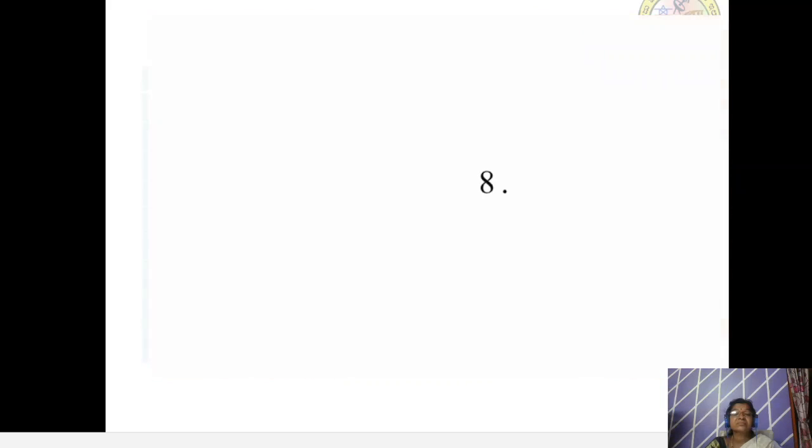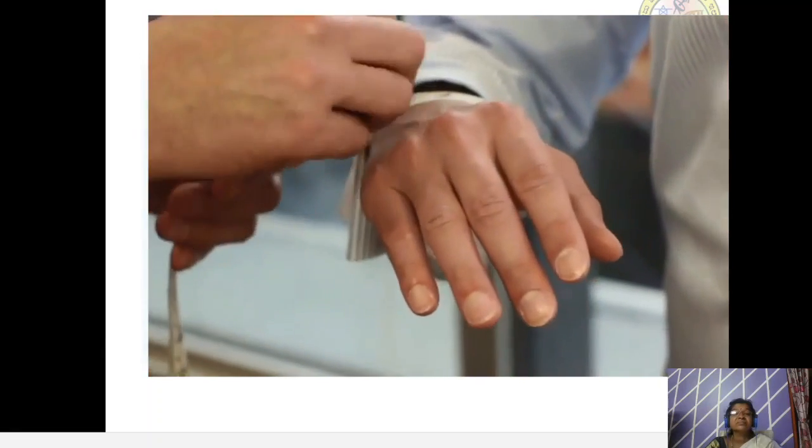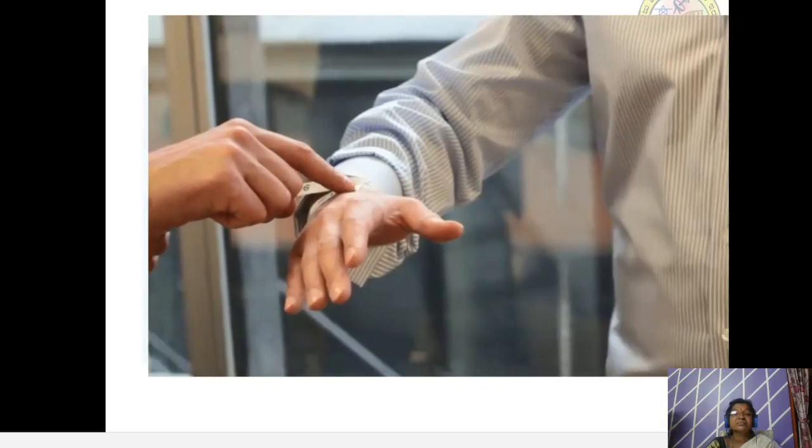The eighth measurement is the cuff measurement. Raise your wrist and take the tape measure all the way around to where it meets itself again.